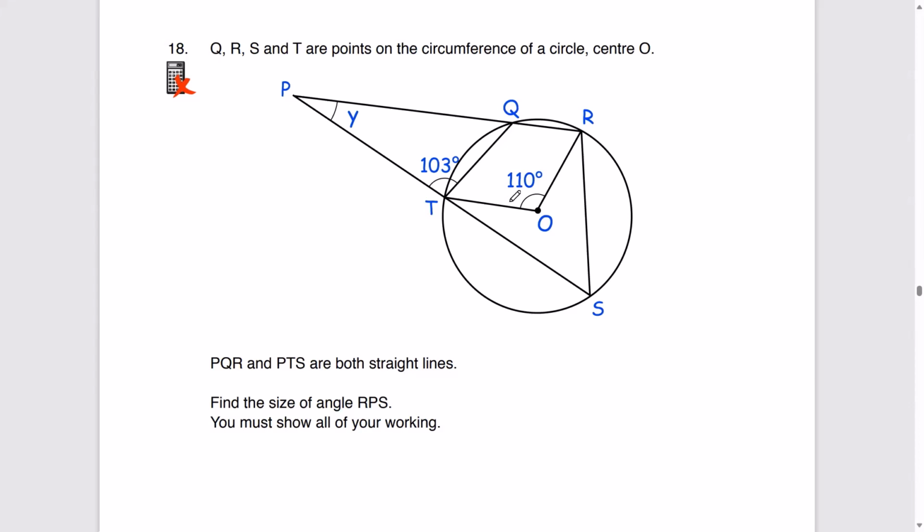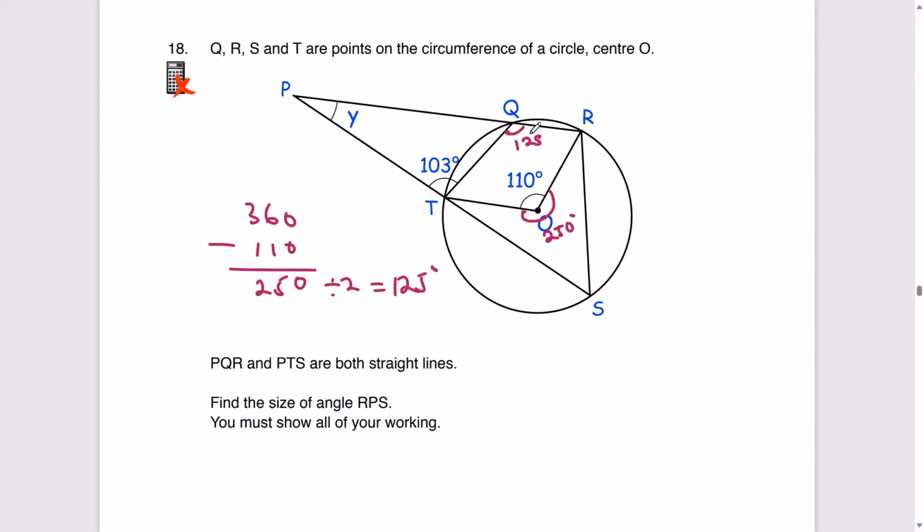So first thing first, you can actually find the reflex angle here, the reflex angle ROT, by doing 360, take away 110. That's 250. So the reflex here is 250 degrees. And to get here on the circumference, you divide that by 2. That's 125 degrees. So here's 125. Now the reason you divide by 2 is angle at the center, again, it's twice the angle at the circumference.